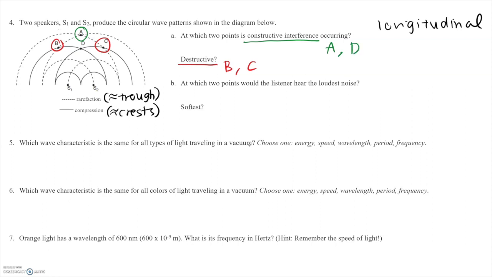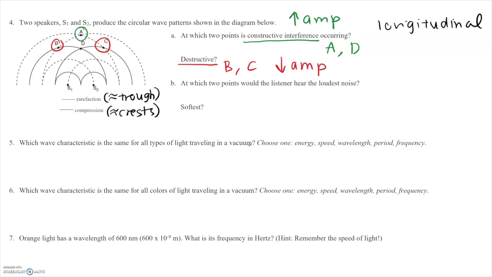At which 2 points would the listener hear the loudest noise? And how about the softest noise? So with constructive interference, you know the amplitude's getting bigger. Okay, so an increase in amplitude compared to the highest amplitude. And with destructive interference, we have a decrease in the amplitude from the highest amplitude.